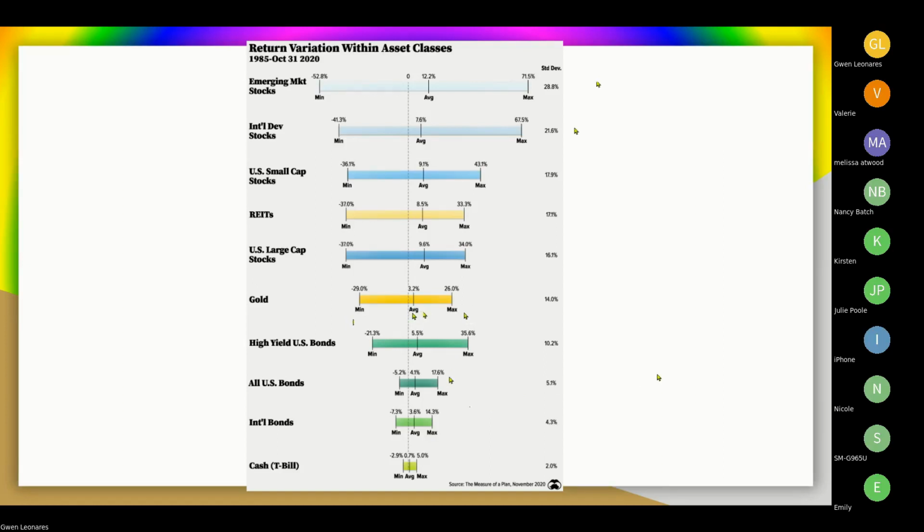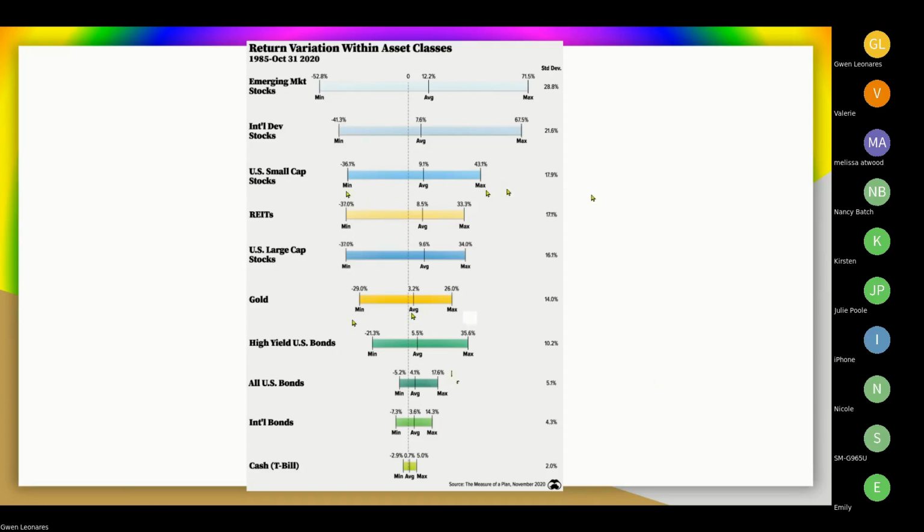So this is based on actual data. So from 1985 to 2020, if you had US small cap stocks, which means small companies, they have small capitalization, it might have gone up to 43%, but it might have gone down to negative 36. But if you lasted through that time, you would have gotten an average of 9%.